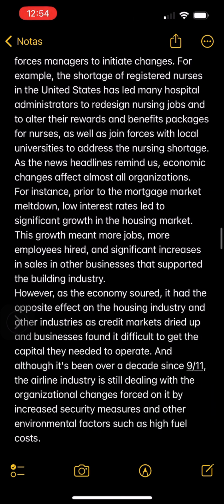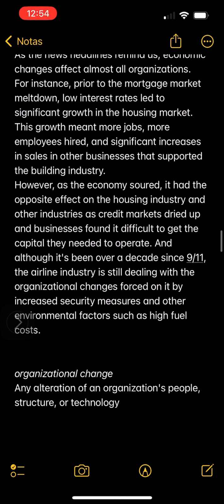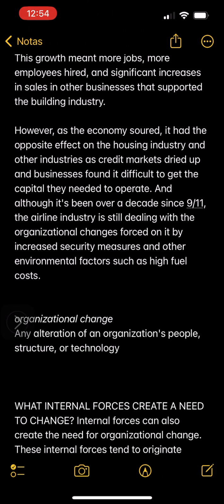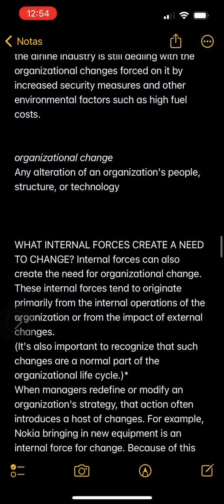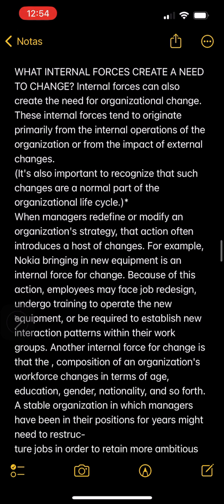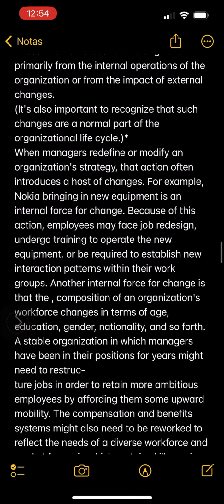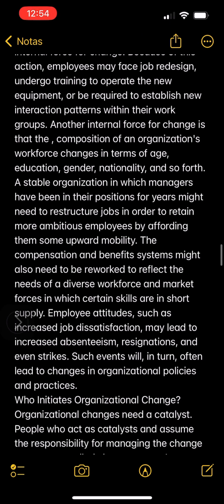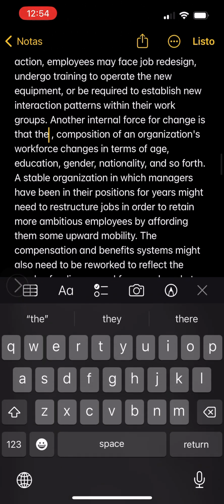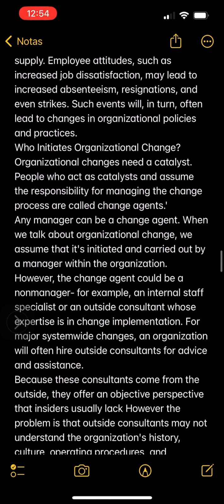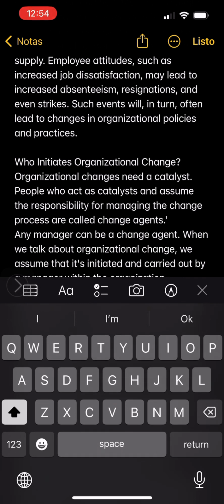Who initiates organizational change? Organizational changes need a catalyst. People who act as catalysts and assume the responsibility for managing the change process are called change agents. Any manager can be a change agent. When we talk about organizational change, we assume that it's initiated and carried out by a manager within the organization. However, the change agent could be a non-manager, for example, an internal staff specialist or an outside consultant whose expertise is in change implementation. For major system-wide changes, an organization will often hire outside consultants for advice and assistance.